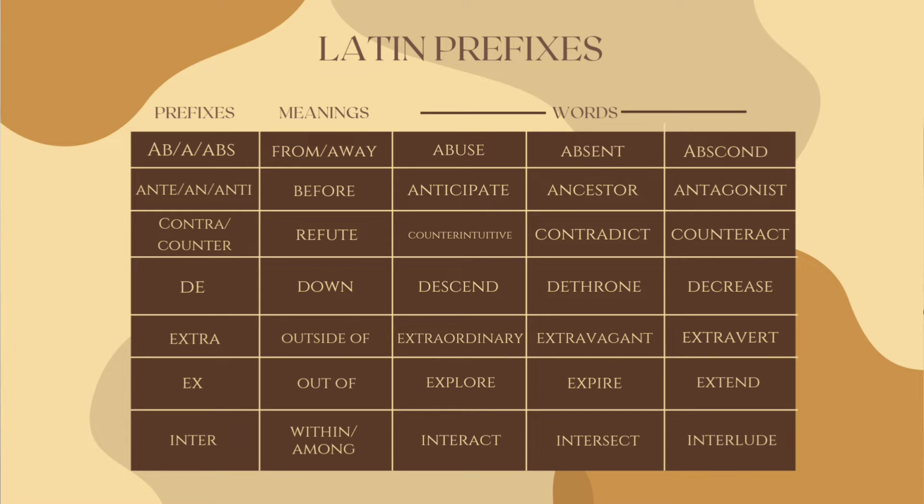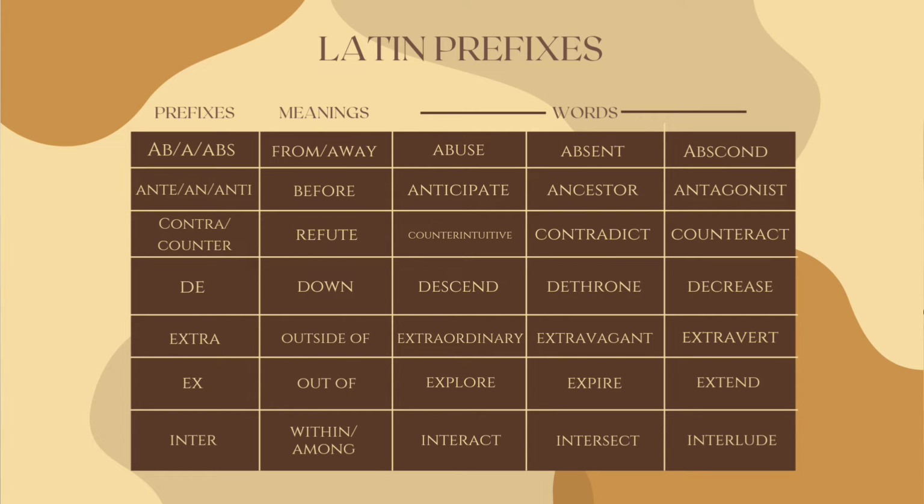Okay, the next one is DE, which means to go down or to decrease in a certain level. Examples, very simple: descend, decrease, dethrone. So when you say aboard, the opposite of that is to dethrone. So that's an example with the prefix DE. Now, the next one is extra. Extra, outside of something.